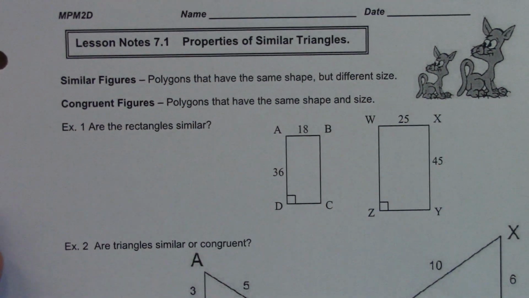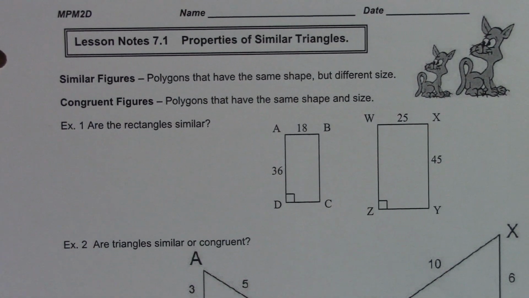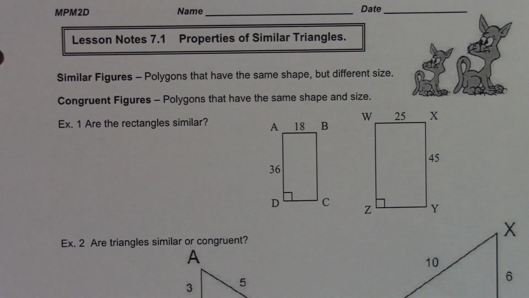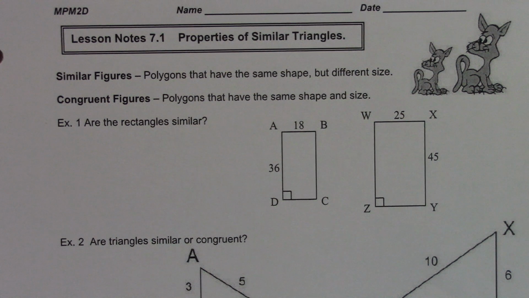All right, this is 7.1. We're looking at properties of similar triangles. Now we have watched a couple of videos. Who can tell me the difference between a similar triangle and a congruent triangle?